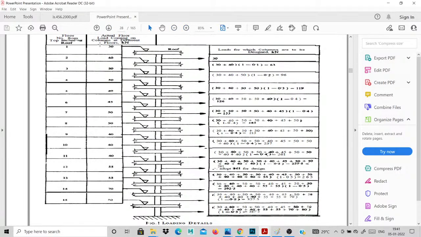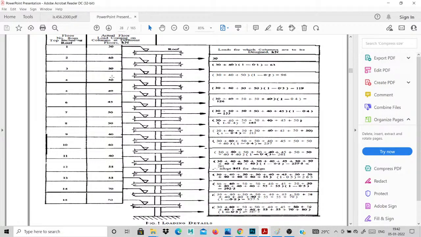This is the top floor, this is the roof level. It's acting on this 30 kilonewtons, and it is taken directly as 30. The next floor, second floor, the total load is 30 plus 40, 30 plus 40 is 70. I minus my 10 percentage, total 63. Our load is 70, but I actually take 63. I minus the 10 percentage of the load.